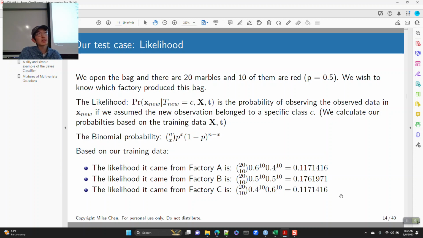So that's the likelihood of getting 10 red if you have a filling proportion of 60%, 10 red if you have a filling proportion of 50%, and 10 red if you have a filling proportion of 40%. Does that make sense for getting our likelihood values?